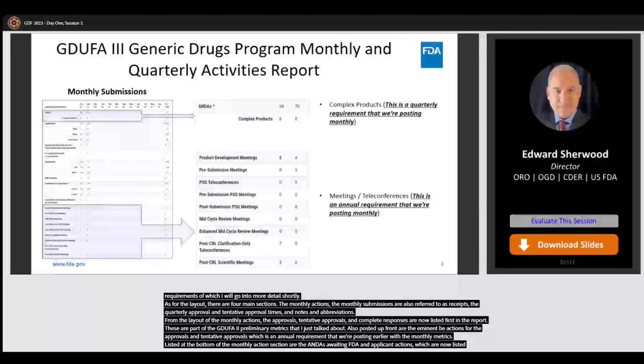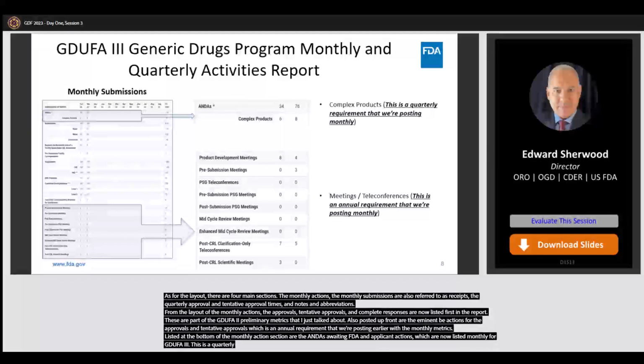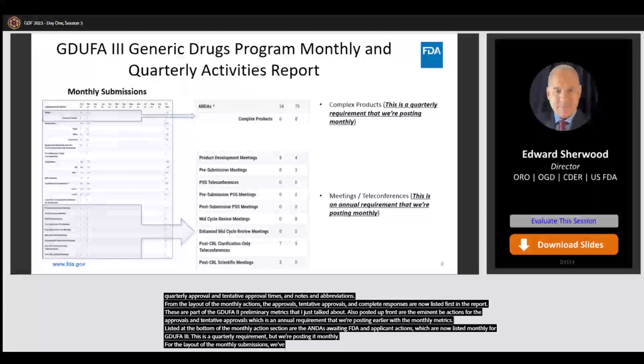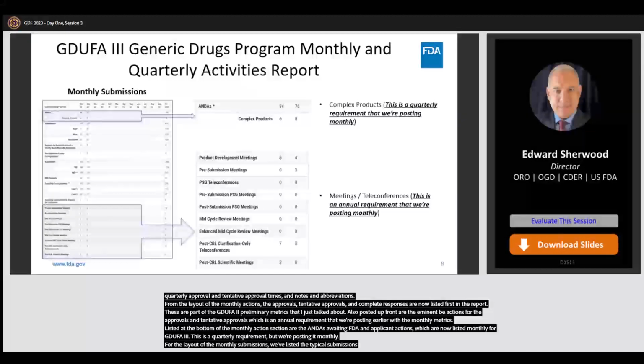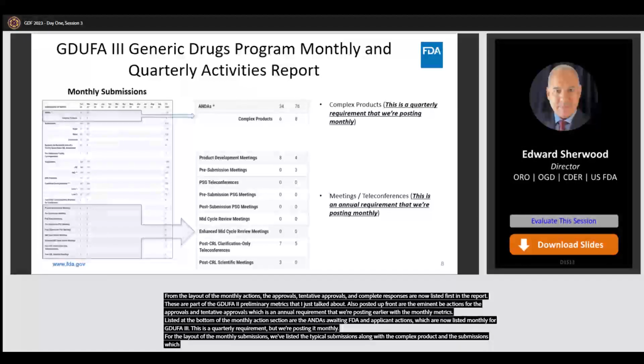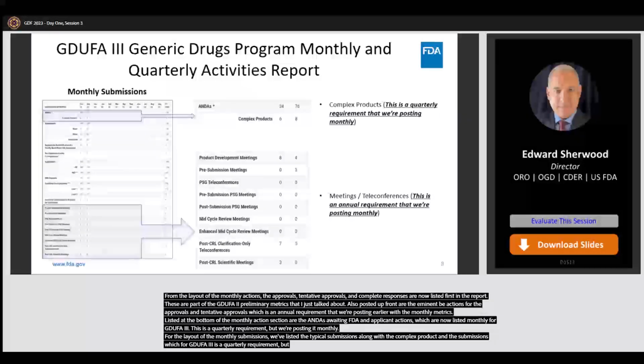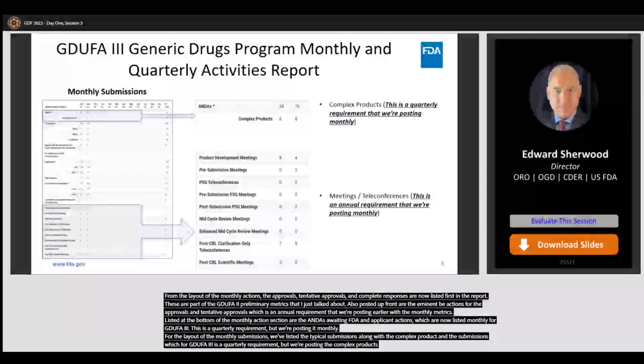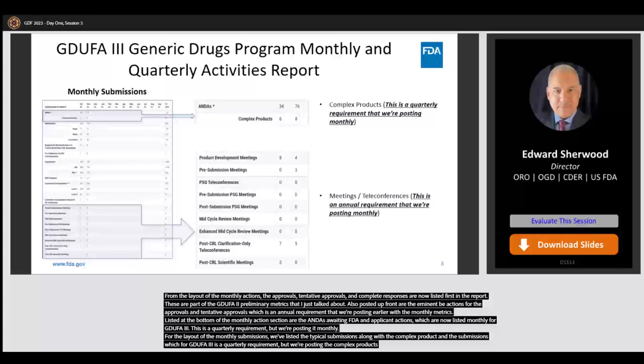For the layout of the monthly submissions, we've listed the typical submissions along with the complex product ANDA submissions, which per GDUFA III is a quarterly requirement, but we're posting the complex products monthly. Also listed in the bottom portion of the submissions are a variety of meetings and teleconferences. Per GDUFA III, this is an annual requirement, but we're posting these on a monthly basis.